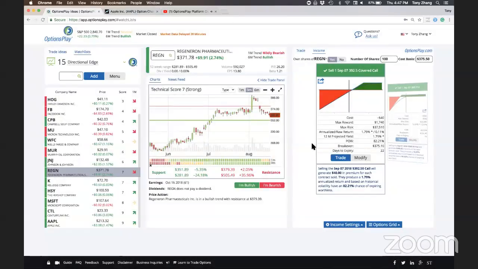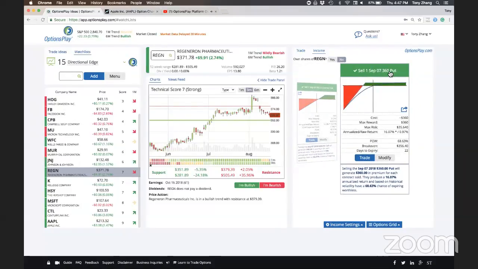Conversely, for those of you that are selling puts, you can click on no, you don't own shares of this stock. And now it's going to give you the short put opportunity. So here, as you can see, I can sell the September 7th 360 put, so about $10 below the current price. It's going to generate me $360, which is roughly 1% of the underlying price. And I get to do that in the next 22 days.